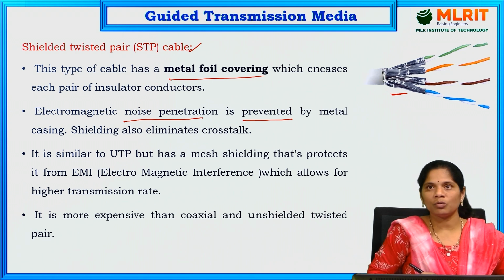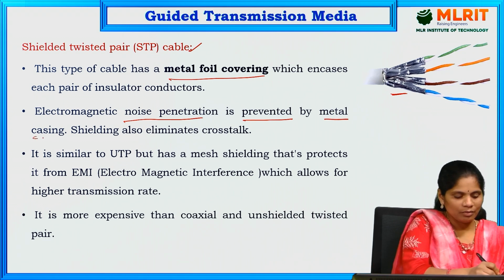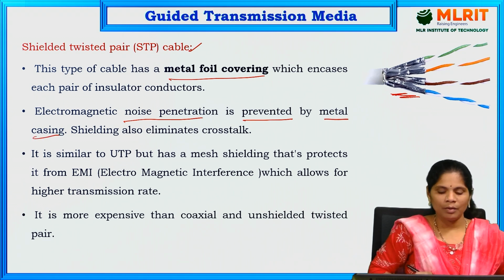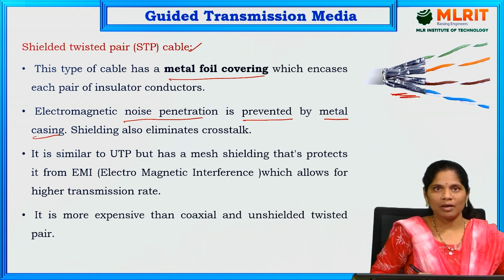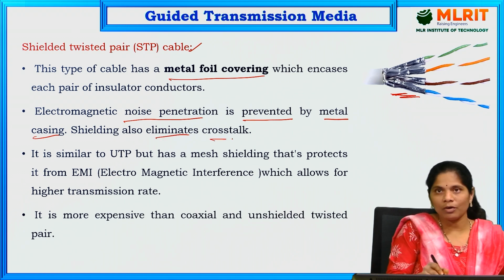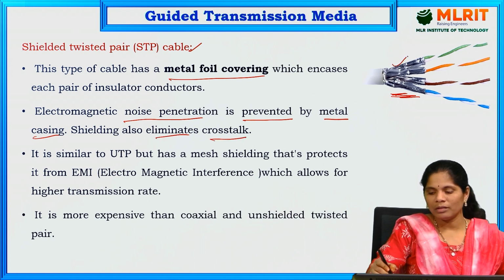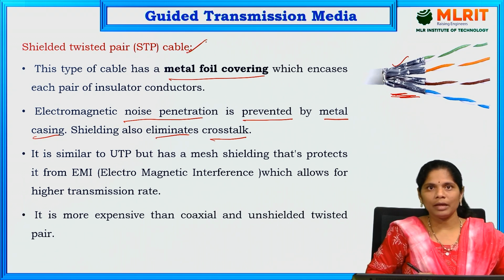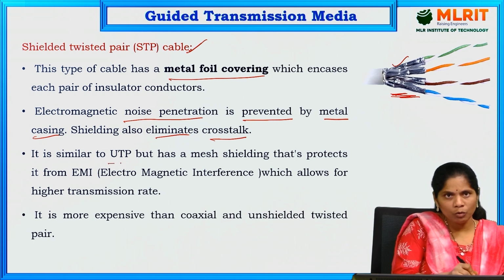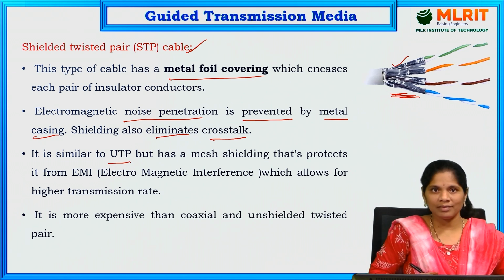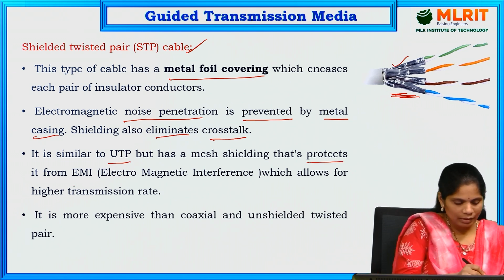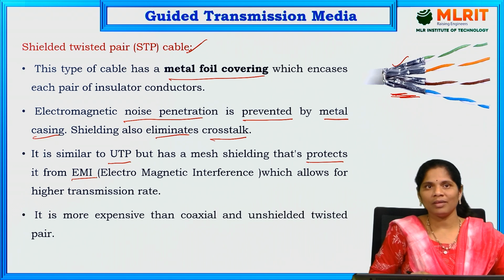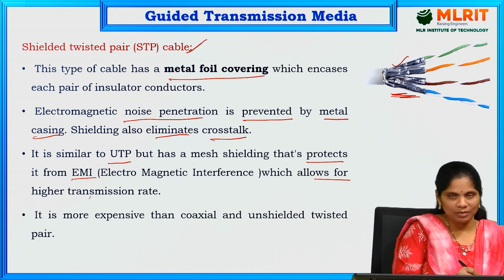We are going to use this metal casing. Why are we giving this metal casing? For preventing noise penetration, and it also eliminates crosstalk. For that we are going to give this shielding. That's why it is called the shielded twisted pair cable. So it is similar to the UTP, unshielded only, but the difference is it protects from EMI, electromagnetic interference, which allows a higher transmission rate.